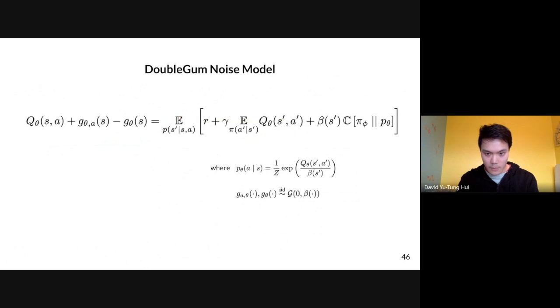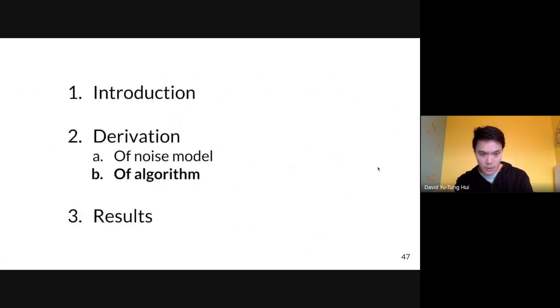which is the one that I'm going to use in the rest of this talk. As a brief summary, what I presented in the previous slides was the derivation of this noise model. In other words, in Q-learning, we have two noise sources, and they're both heteroscedastic Gumbels, G theta A and G theta. These are sampled from the Gumbel distribution. On the right-hand side, because we take the maximum, we also have an additional term we need to take care of, which is a cross-entropy between the policy and this P, which is this Boltzmann distribution.